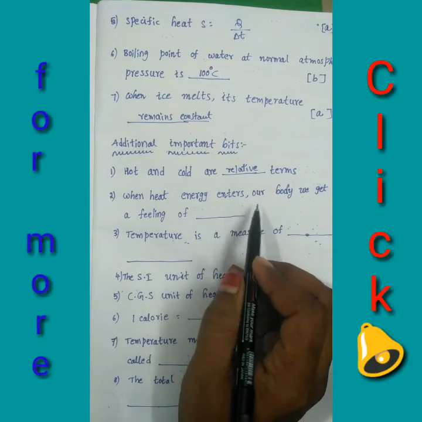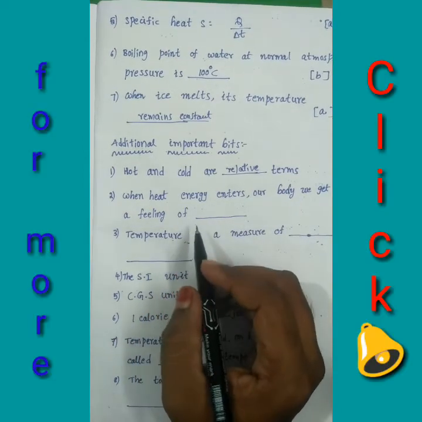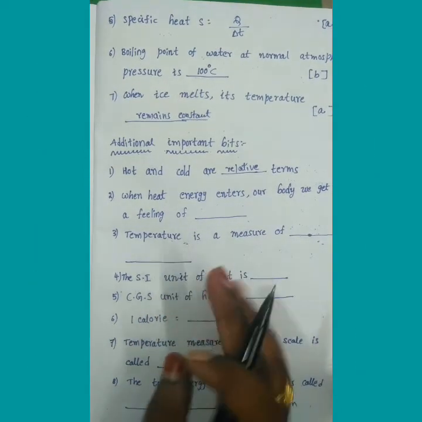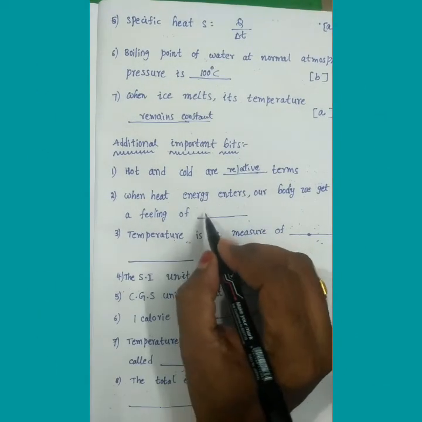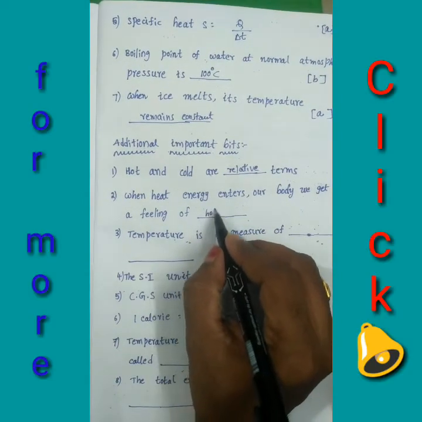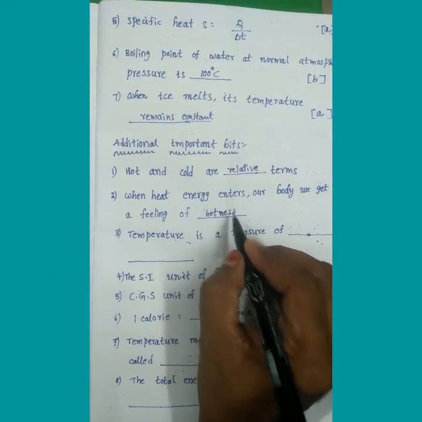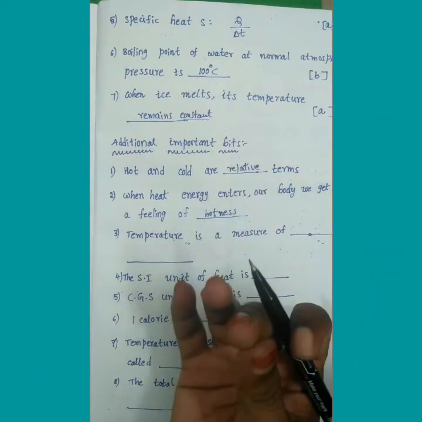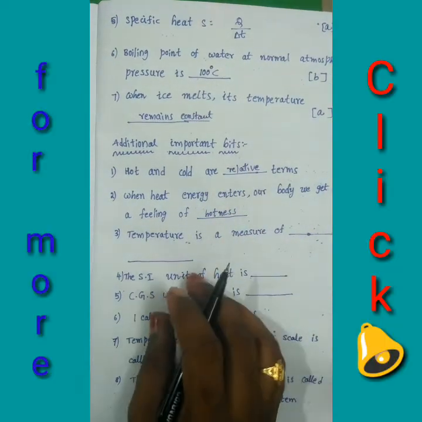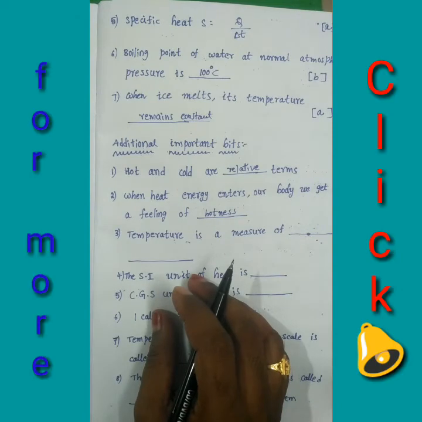When heat energy enters our body, we get a feeling of it. Suppose we are touching a hot body, we can feel hotness. Why? Because the energy is transferring from the hot body to the cold body. Our human body temperature is 37 degrees centigrade.